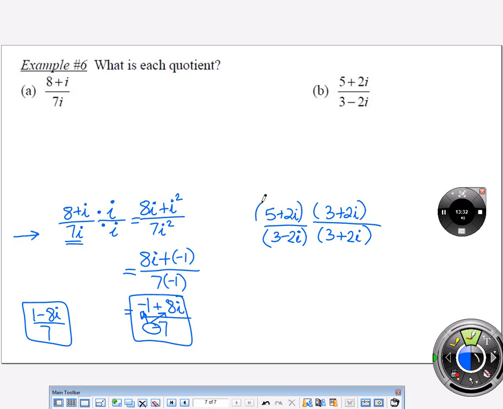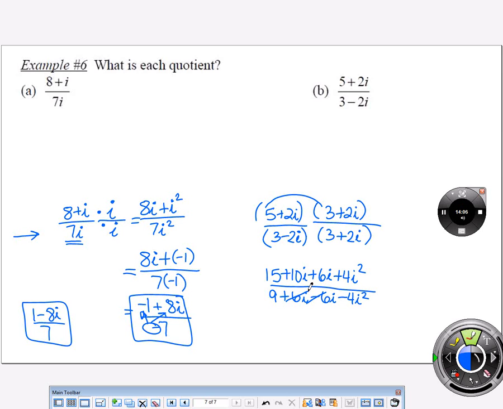And now I have a lot of multiplication to do, okay? So in the numerator, I'm going to get 15, so I'm just distributing or FOIL, okay, plus 10i plus 6i plus 4i squared. And in the denominator, I'm going to get 9 plus 6i minus 6i minus 4i squared. So in the denominator, notice that the imaginary parts canceled, which is exactly what I wanted.